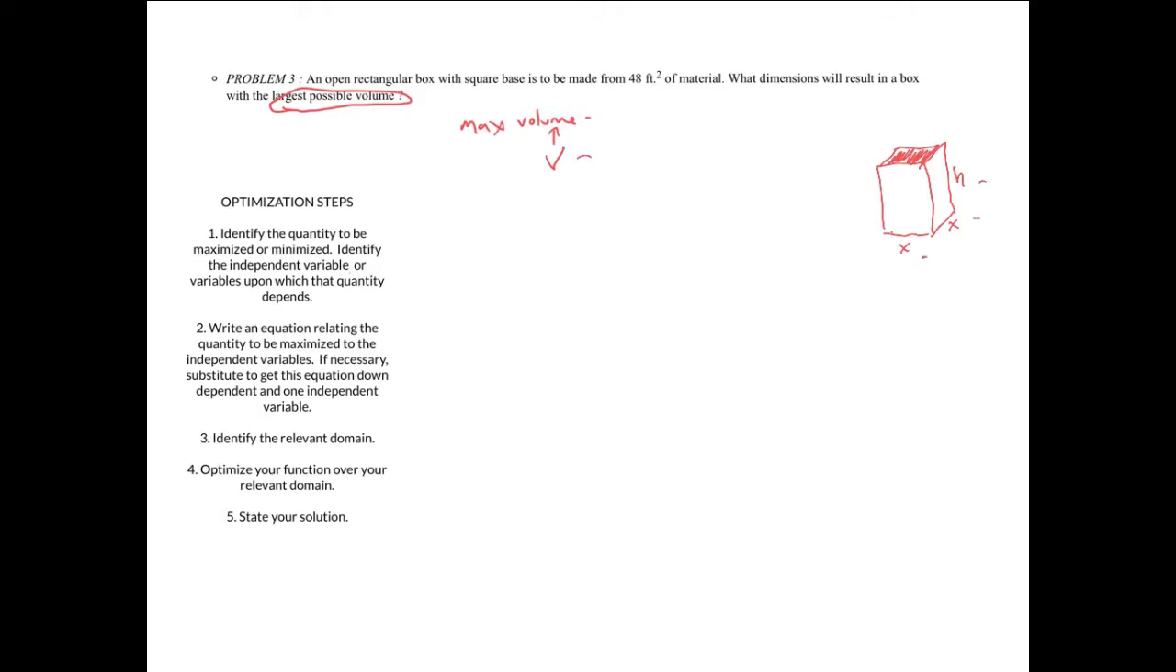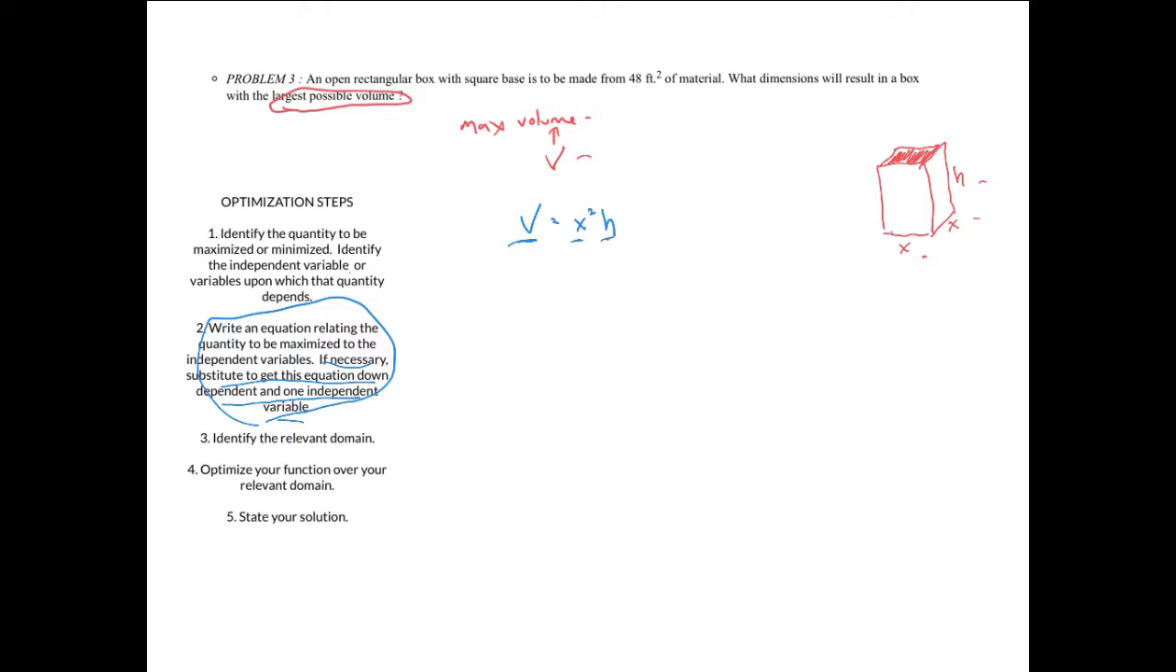So now I want to write an equation relating the quantity to be maximized to the independent variables. So that's the volume of a box. Usually on this step, you're going to end up using knowledge that you have from geometry. So you know how to find the volume of a box. It's length times width times height. And it's x squared h because the length and the width are the same in this problem. Now, notice the second part. If necessary, substitute to get this equation down to one dependent and one independent variable. What I've got here is a dependent variable, volume, and 2 independent variables, this x and this h.